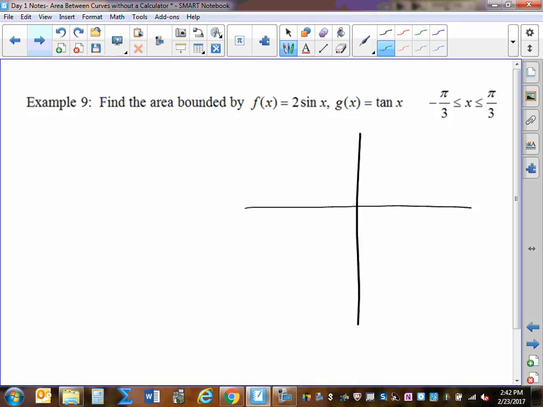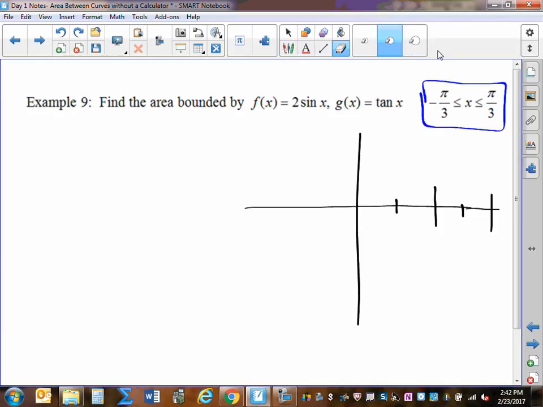Alright, find the area bounded by f of x equals 2 sine x, and g of x is tangent of x. Alright, so we're dealing with trig. Typically we have our axis is pi, 2 pi. Notice though our bounds, we're actually not going that far. So I'm just going to draw it to pi.